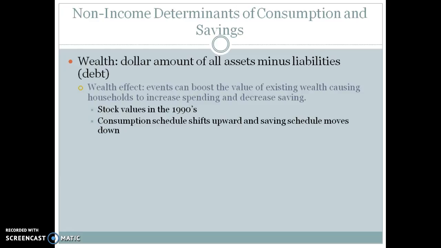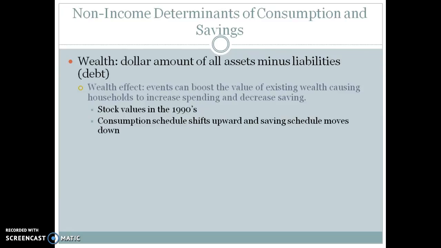If the value of your home goes up by $100,000 over a 6 or 7 year period of time, because you have that extra equity in your house, you may feel more comfortable spending and saving less, because if anything ever really bad happened, you could always sell the home and cash out that equity. So those are some things that could obviously affect the consumption and saving schedules in the economy.